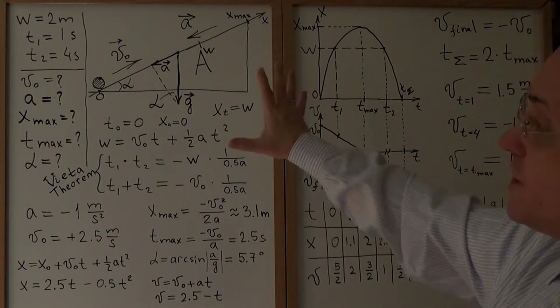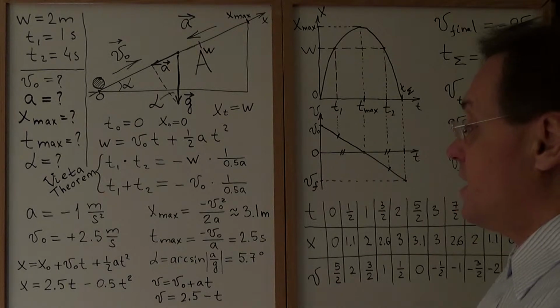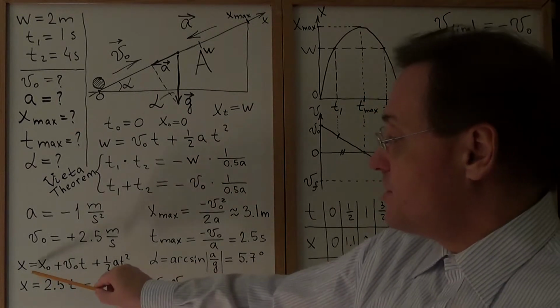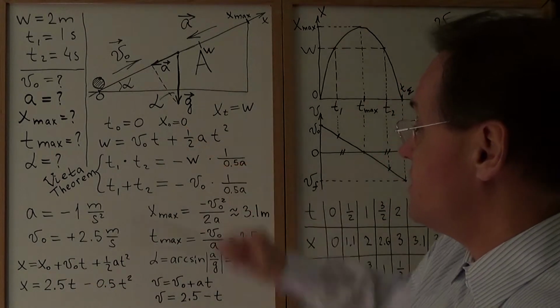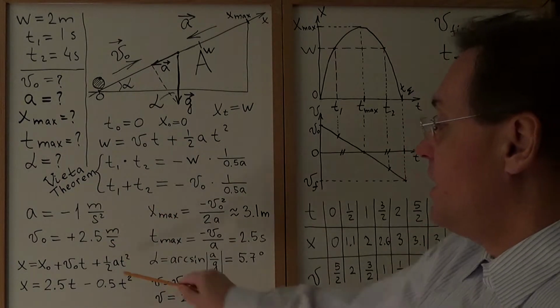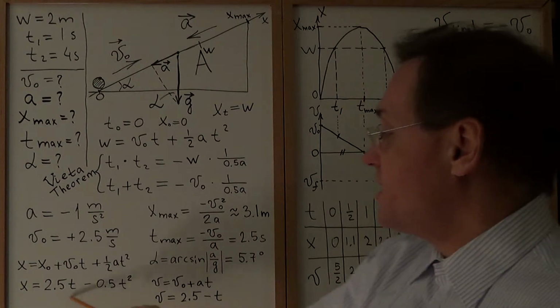Now let's look at this problem from the point of view of functions. This is our equation of displacement. Let's plug in what we know: x0 is 0, v0 is 2.5, a is -1. Plug in, and we get the quadratic function.